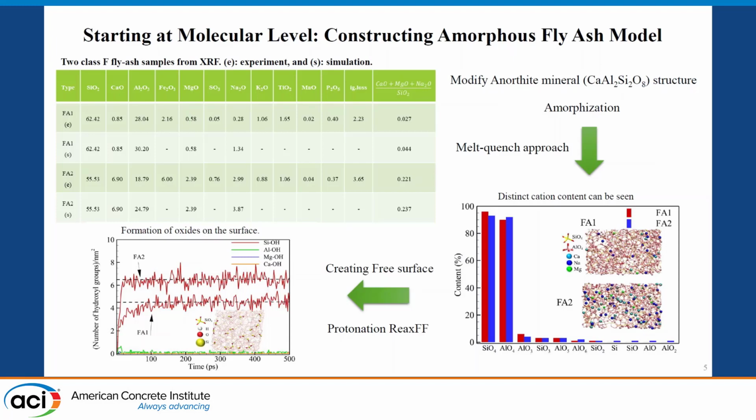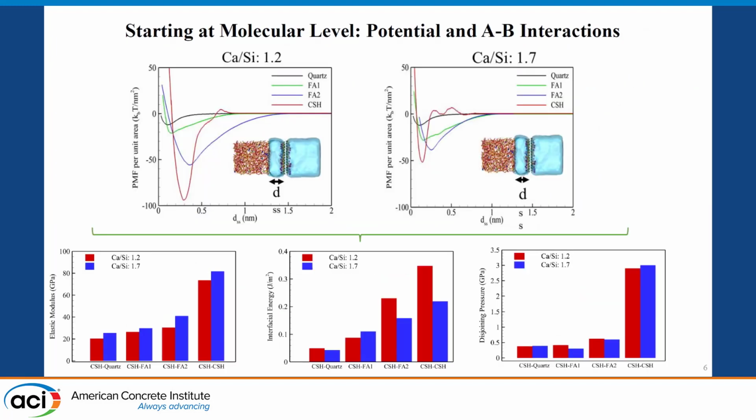So having constructed those atomistic models, for which we have the potentials, we know exactly how the atoms are interacting together. Now we are asking the following question. Since we have the structure of those fly ashes at the nanoscale, the molecular structure, and since we already know the structure of CSH, let's bring them close together and see how they interact, how the potential field develops between them, and how strong those interactions are.